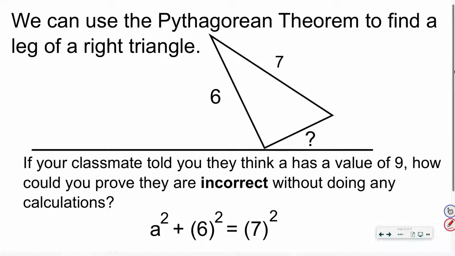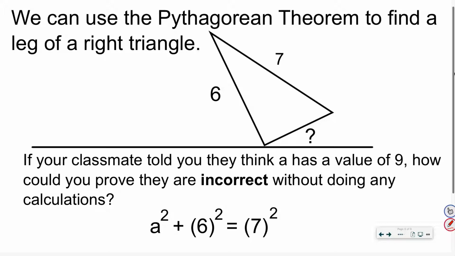So if your classmate said, I think that A is 9, how could you prove that they're wrong without doing a single calculation? So take a look at the calculation that we have, A squared plus 6 squared equals 7 squared. They're saying that they think this is 9. How could you say you're wrong and I know why without doing a single calculation?